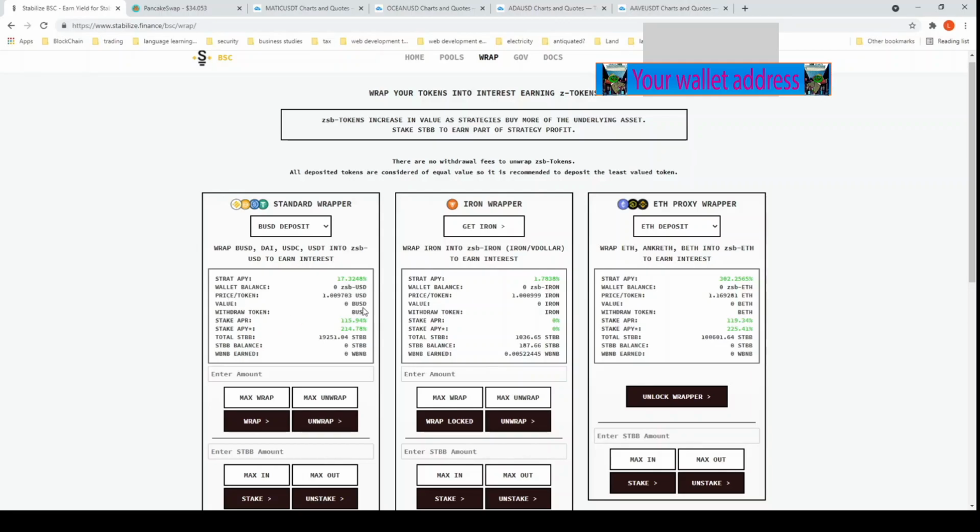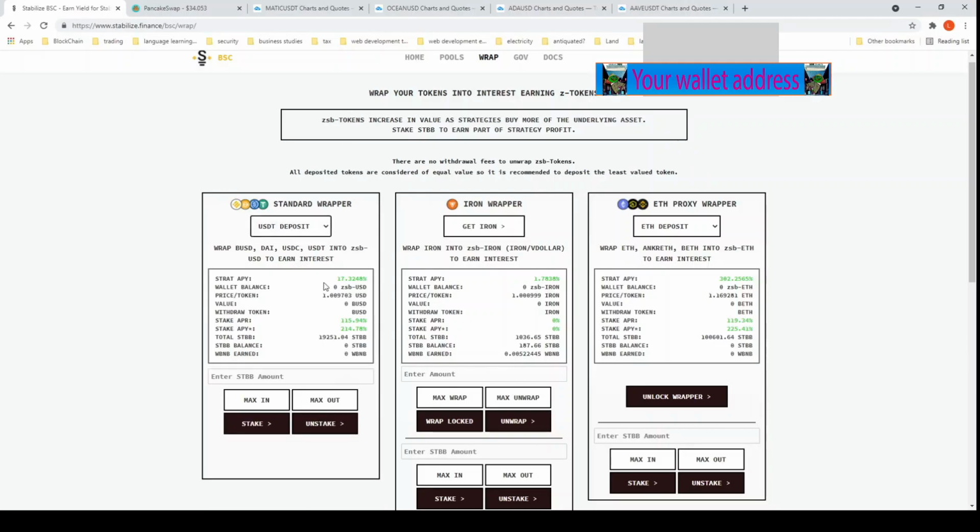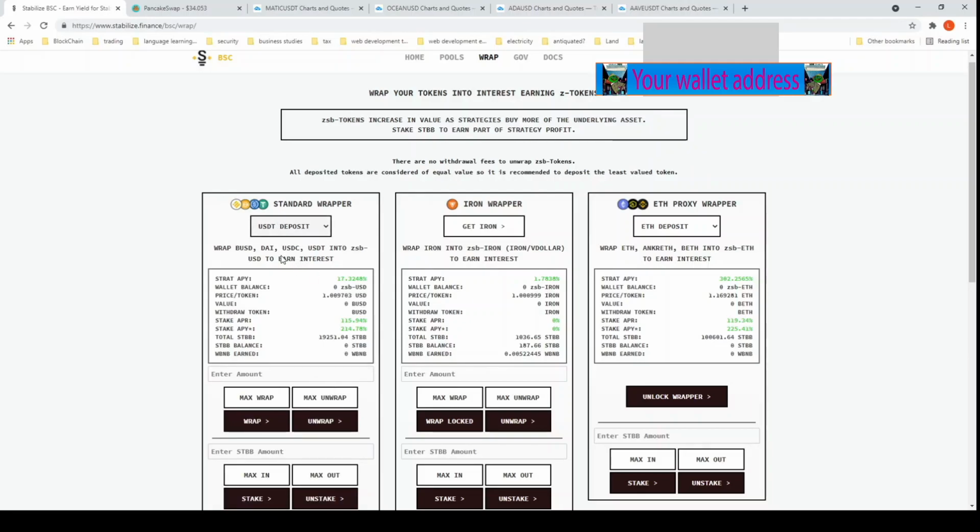That's BUSD. So I am putting in USDT, just like if I had put in USDC, DAI, or BUSD. Those 4 all go into this card, this standard wrapper, but will all come out BUSD. So keep that in mind. Here on this iron wrapper, iron comes out of the iron wrapper. So it's the same. The one that I'm going into is not.